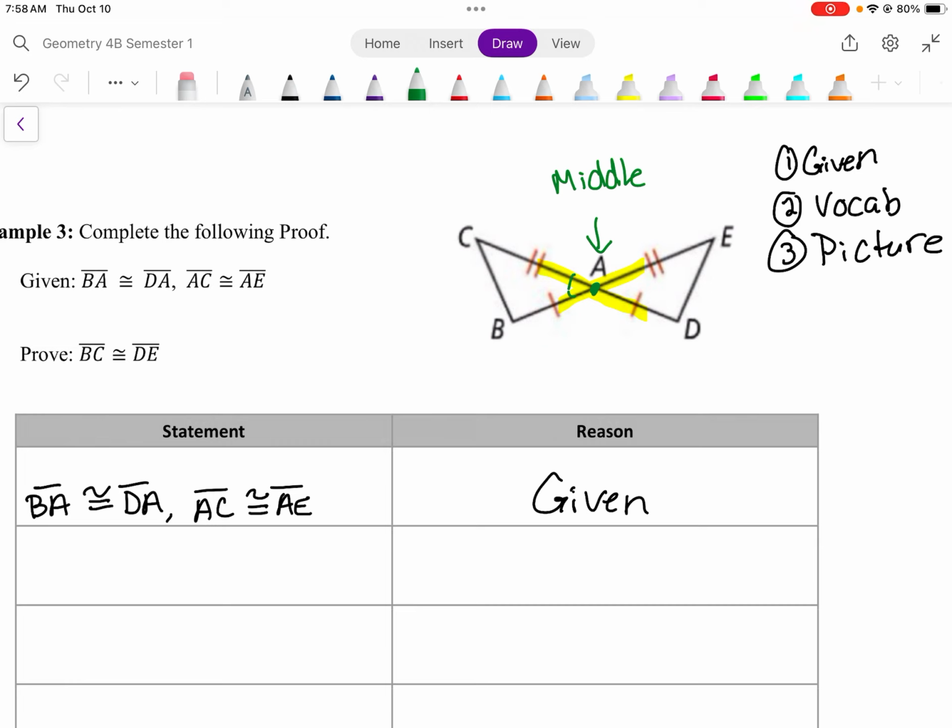So if we name the angle that's on the left, we can name that angle CAB, or you could have named it BAC, as long as A is in the middle. And then the angle on the right, we can name EAD. And you could have named that DAE as well. And that one is just our vertical angle congruence theorem.